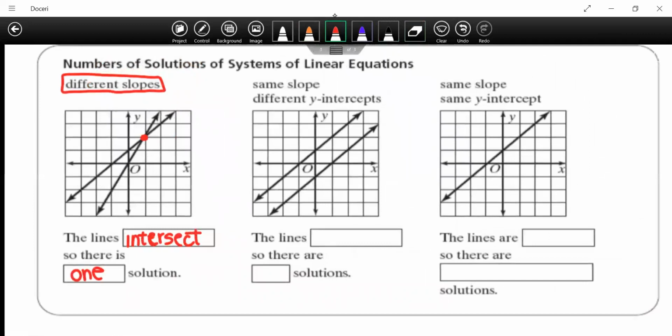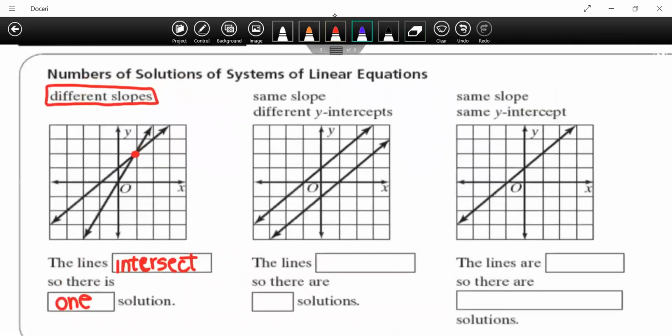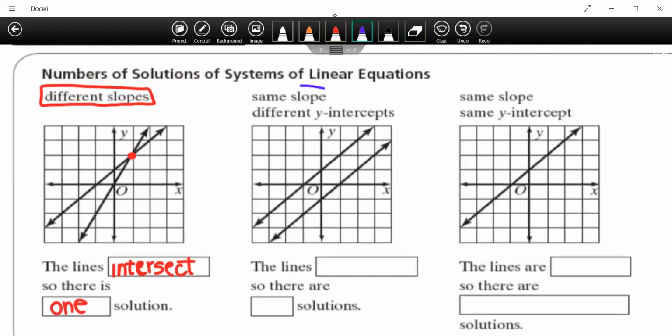Okay, next one. If we're given the second part of this and we see that they have the same slope, so we look at the slope first, and we find that there is a different y-intercept. That means we're given two separate lines that are next to each other that are considered parallel. The lines are parallel.